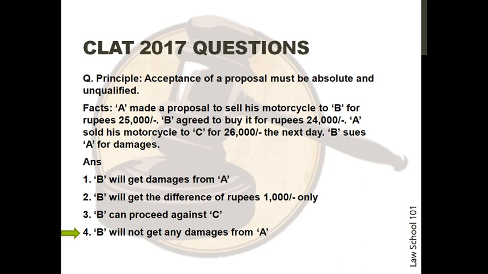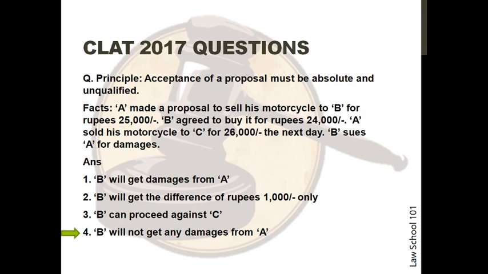The answer options are: number 1, B will get damages from A. Number 2, B will get the difference of rupees 1,000 only. Number 3, B can proceed against C. And number 4, B will not get any damages from A. The correct option is 4.